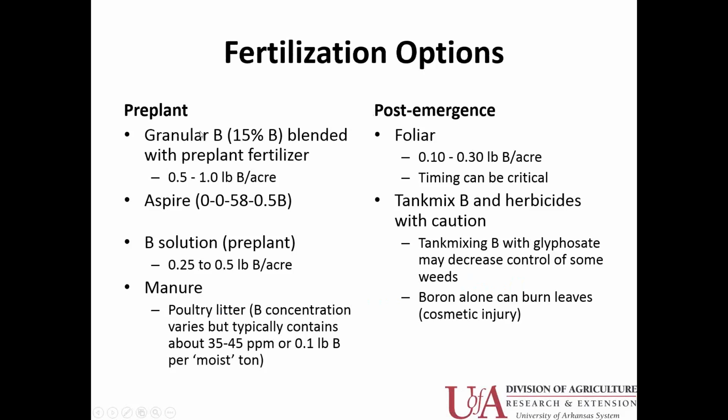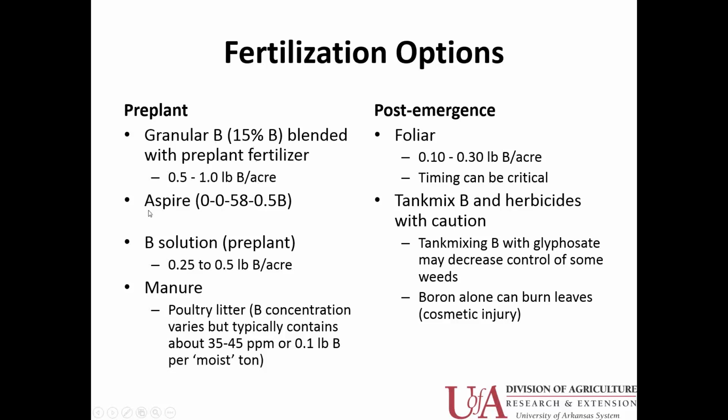What are the options? Well, pre-plant we have granular boron sources, and there's several of them out there. I don't know that they're all created equal, but they are out there. They can be blended with your pre-plant fertilizer, P and K, and distributed across the field. And then you have potential segregation as well as distribution problems from particle densities. And typically we would apply 1 pound of boron per acre in this manner.